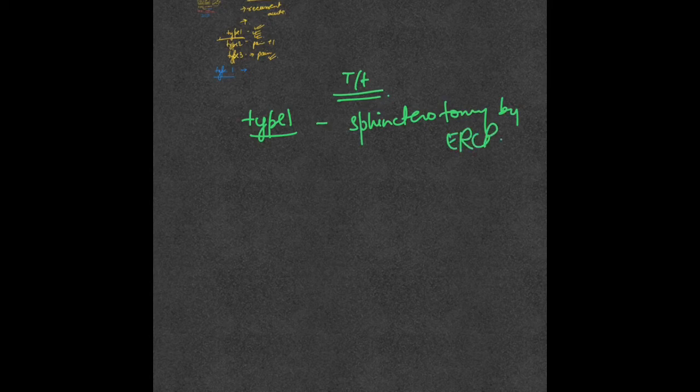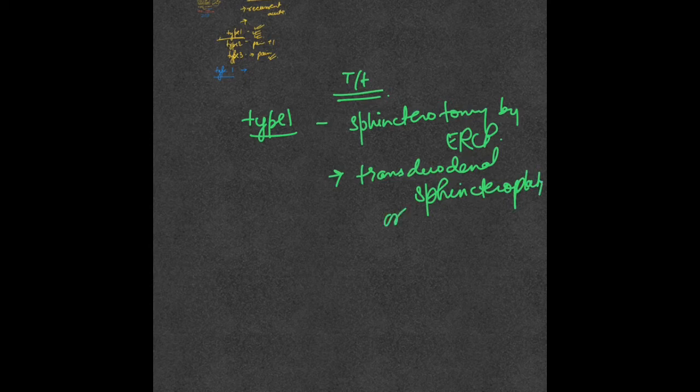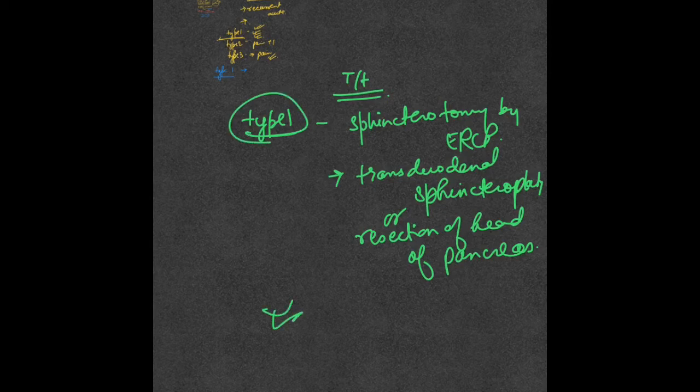right? And in extreme cases, when the symptoms are not relieved by sphincterotomy, you may have to do a sphincteroplasty, transduodenal sphincteroplasty. Or sometimes even resection of head of the pancreas has to be done, if the head is very much scarred or damaged. Right? But all this in type 1. Type 2 and type 3 have not benefited much from any interventions, and decision to take an intervention has to be guided by manometry in most of the cases.